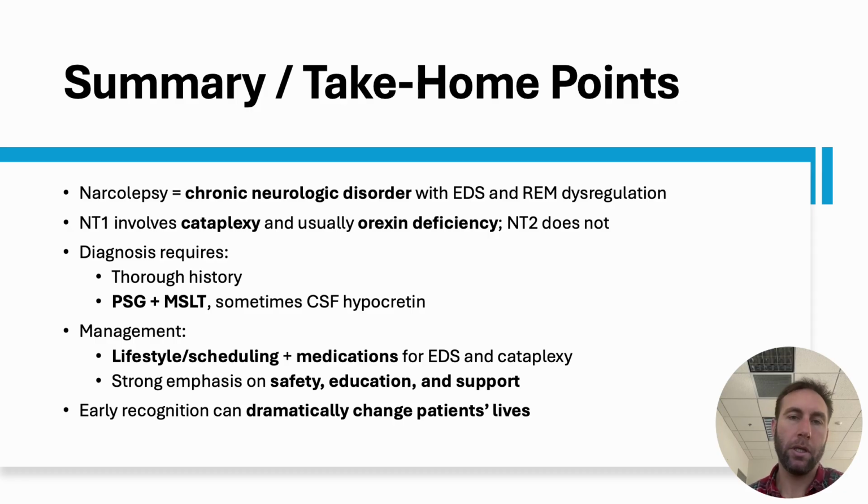So to wrap up, narcolepsy is a chronic neurological disorder characterized by excessive daytime sleepiness and inappropriate REM intrusions. Type 1 is linked to a loss of orexin neurons and cataplexy. Type 2 is similar but without cataplexy and with less clear biological factors at play. Accurate diagnosis requires good history and objective sleep testing, and management that blends lifestyle measures with targeted medications and safety planning.